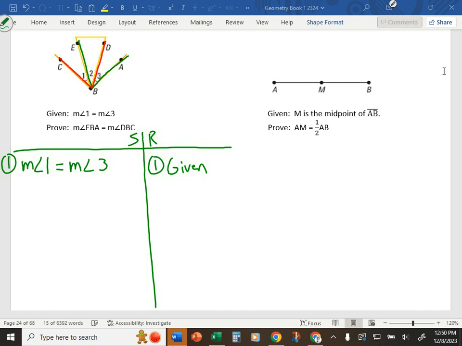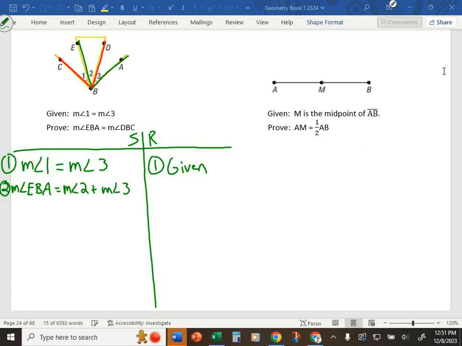Right here, angle 2 is congruent to the measure of angle 1. And how do you know that? I don't know. You don't know, okay? Brielle? The measure of angle EBA is equal to the measure of angles 2 and 3. Well done, Brielle. Exactly.